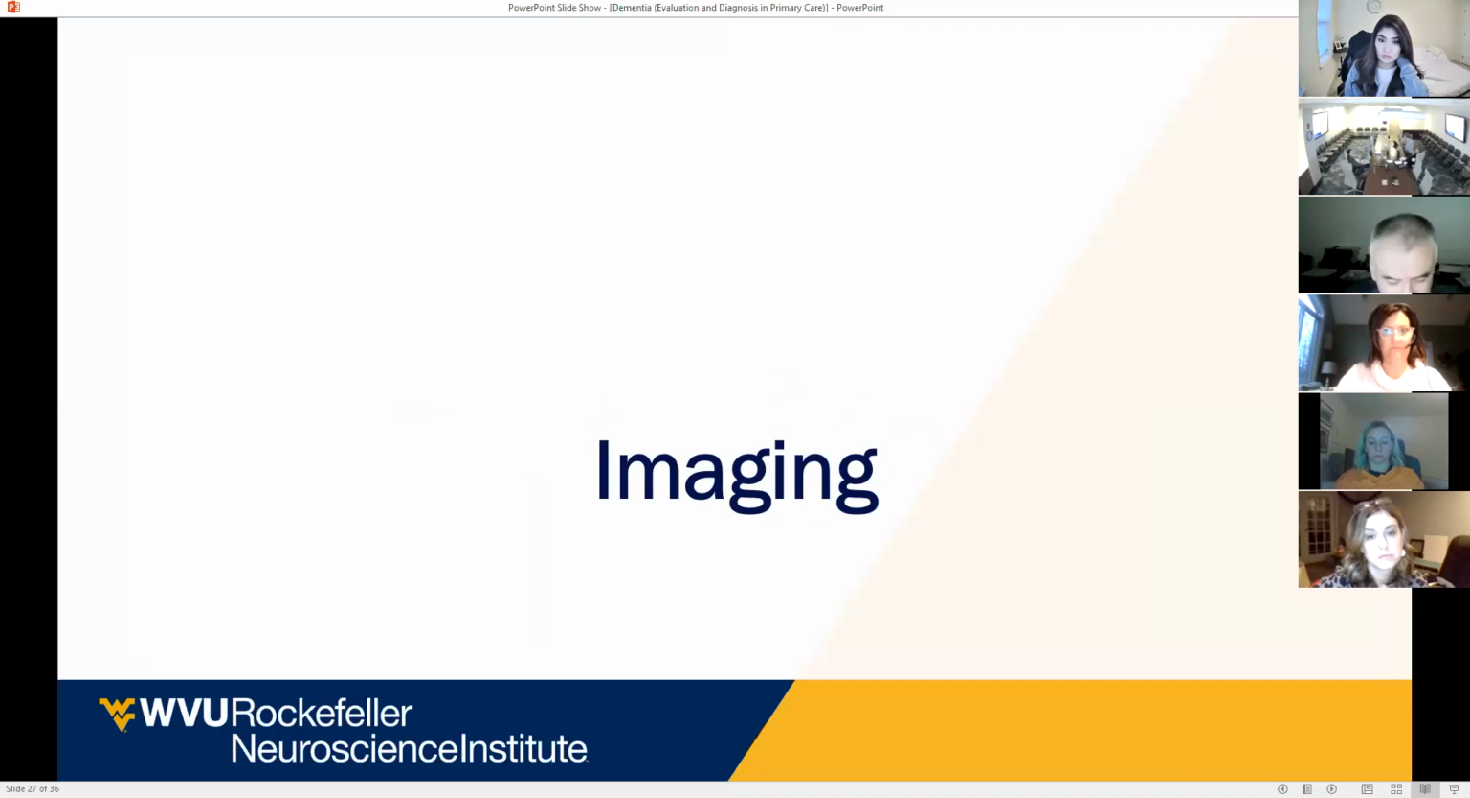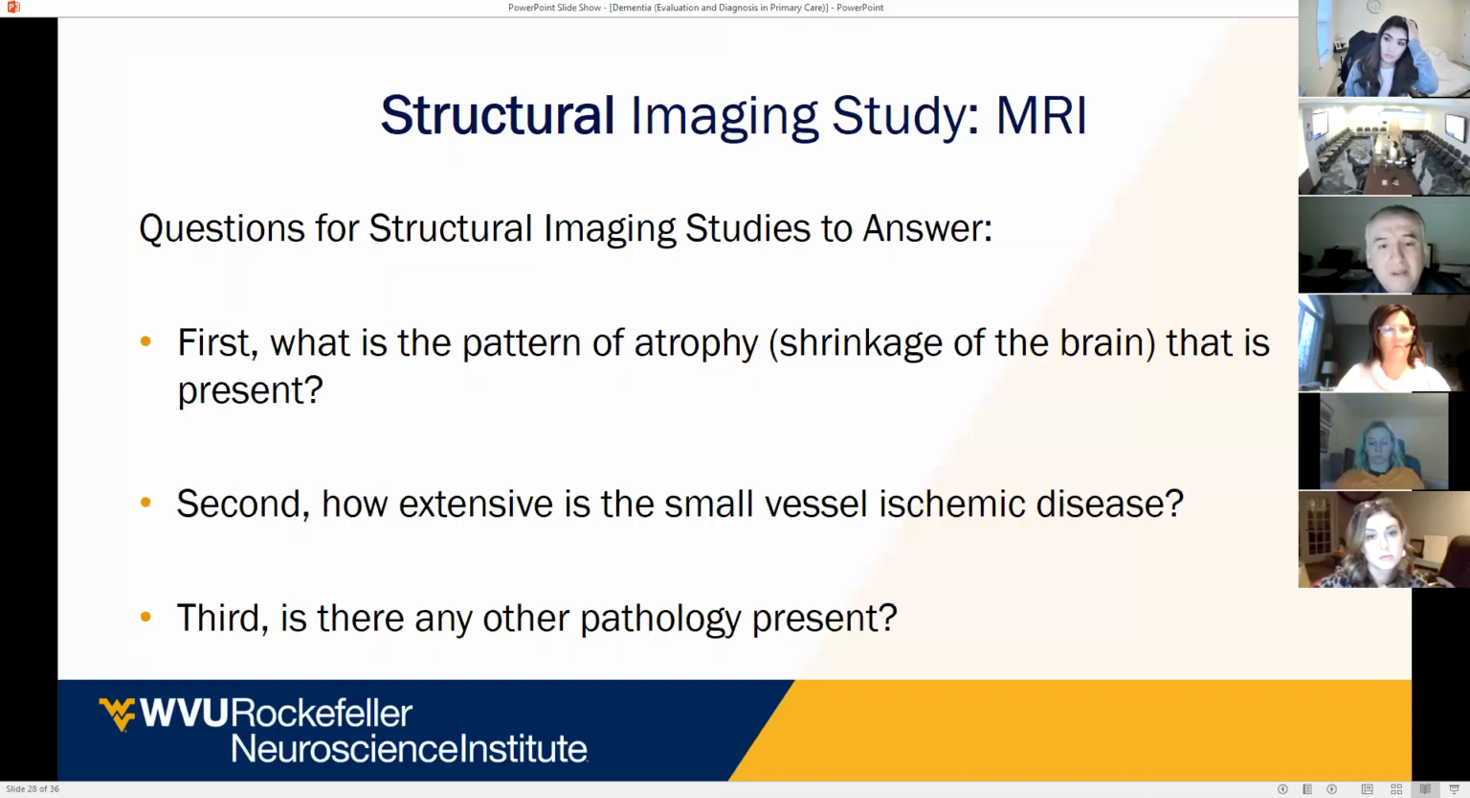Imaging, that's a big thing as well. Next slide. I'm going to talk about imaging in terms of structural imaging and functional imaging. Structural imaging is a big help in order to make a diagnosis. We're talking about the MRI.